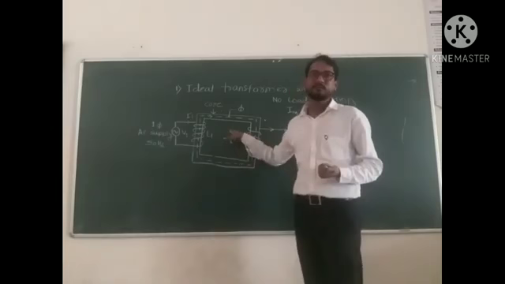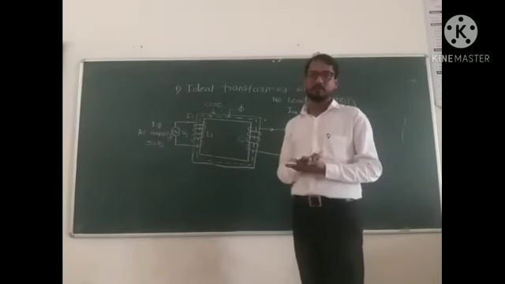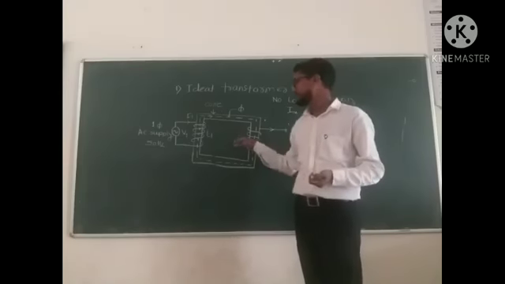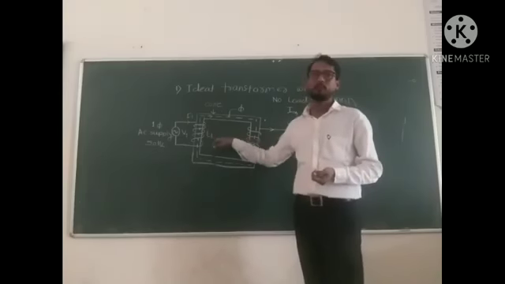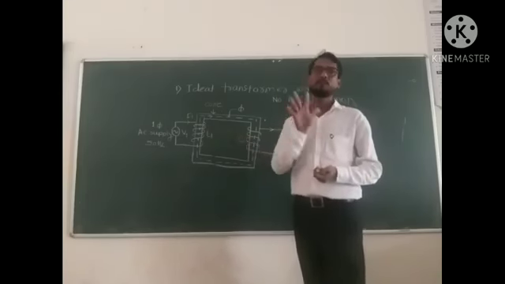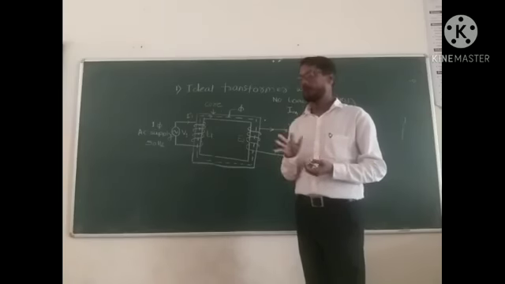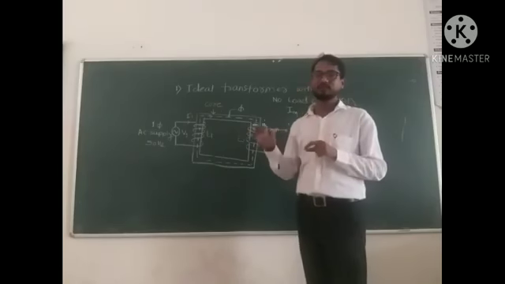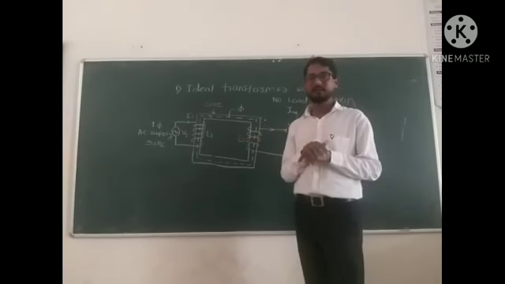So here the transformer is ideal. The transformer is ideal because the internal resistance of both the windings is equal to 0. How is that? Because the transformer is ideal, it means there are no electrical losses, and no electrical drop occurs in the primary or secondary winding.